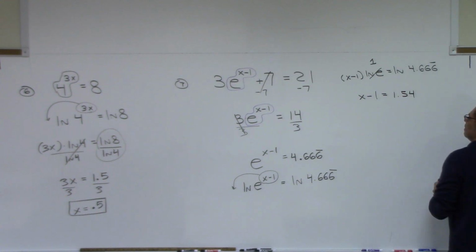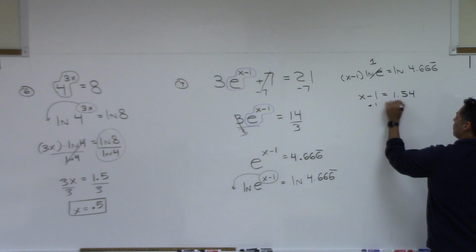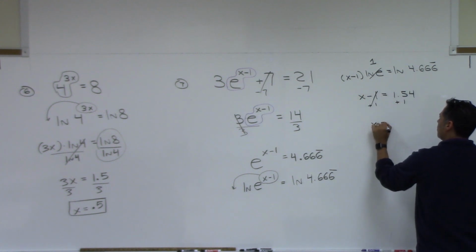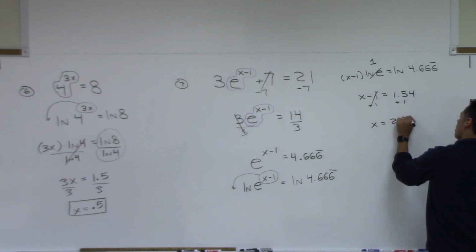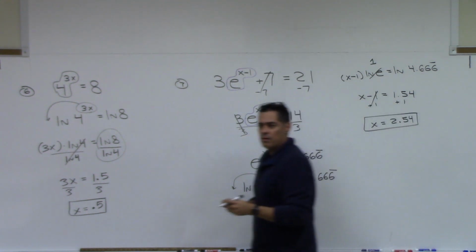1.54. Yeah? Y'all get something like that? Final step. Add 1. Add 1, gone. X equals 2.54. There we go. X equals 2.54. Any questions?